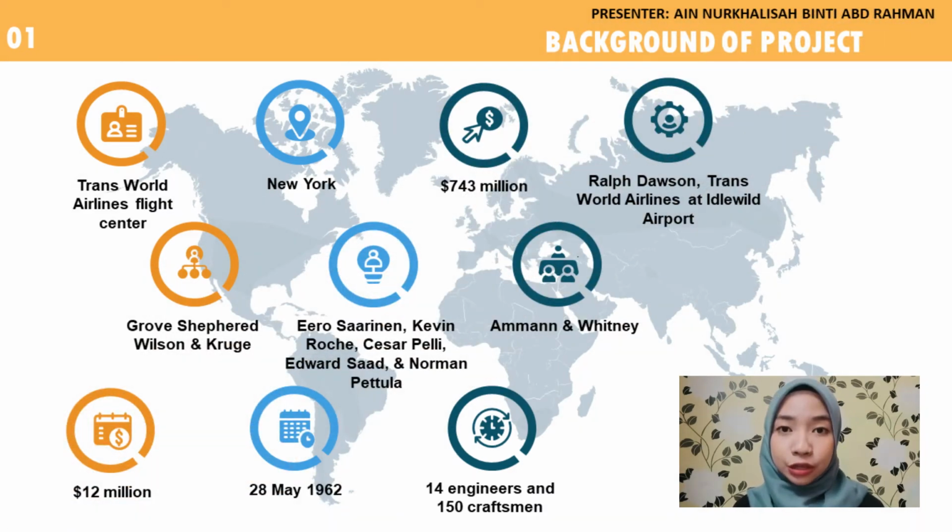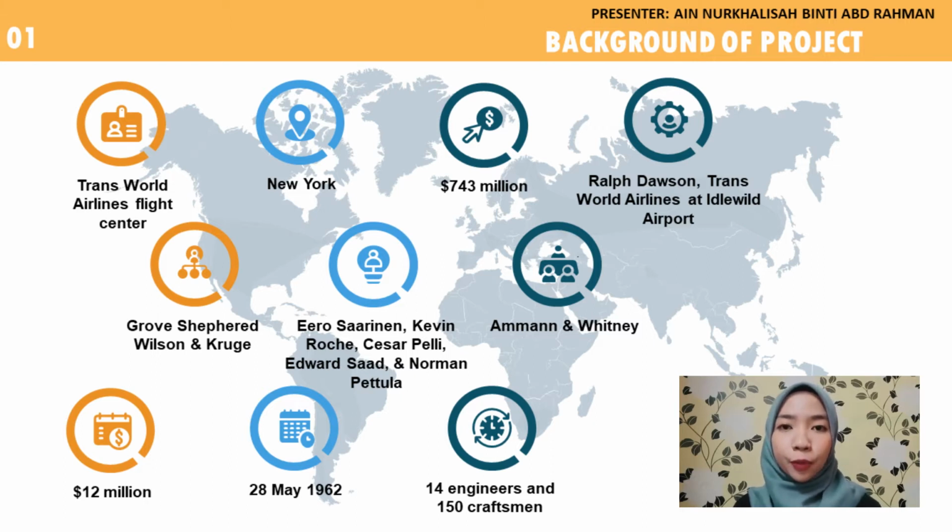Now it's my turn to elucidate on the background of the project of our case study. The chosen case study for this report was the Trans World Airline Terminal Center, also known as the TWA Terminal Center, which was located in New York. Based on wikiarchitectural.com, the original name for this building was for Eero Saarinen, who was the architect for this building. However, it was later renamed as John F.